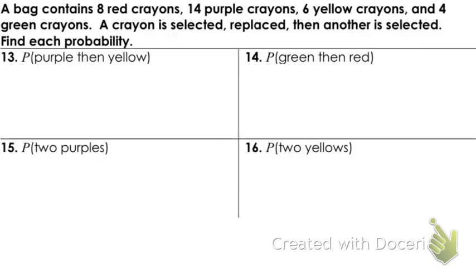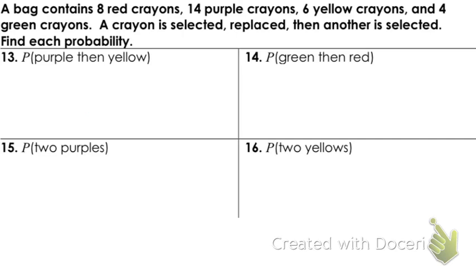All right. A bag contains 8 red crayons, 14 purple crayons, 6 yellow crayons, and 4 green crayons. If you say it any differently, you're wrong. A crayon is selected, replaced. No, here's how crayon would be spelled. Like cranberry. Okay? It's not spelled like that. You're missing 2 letters. Okay?